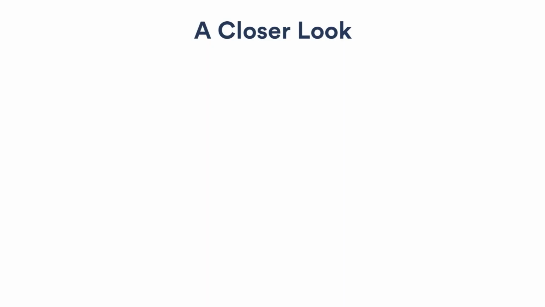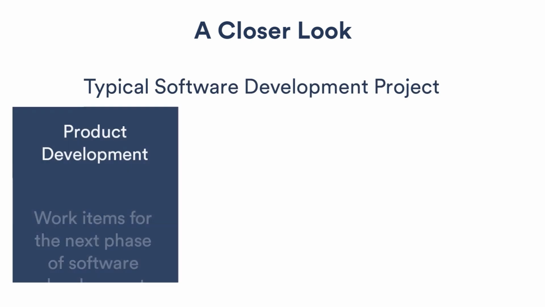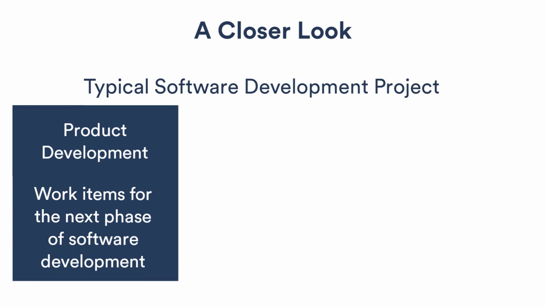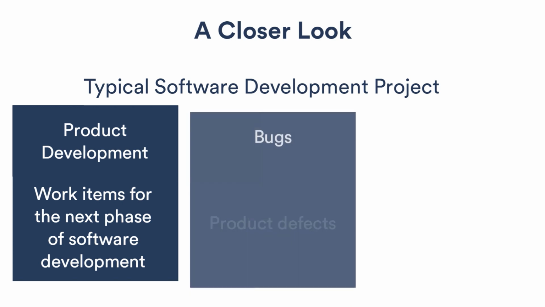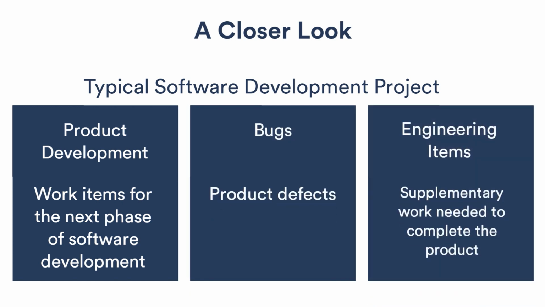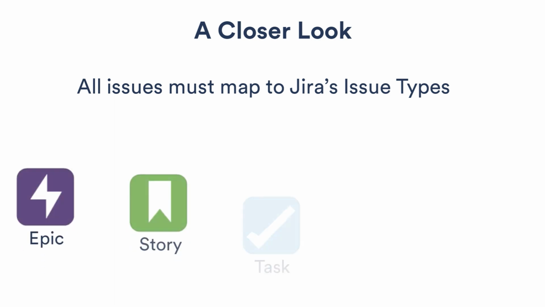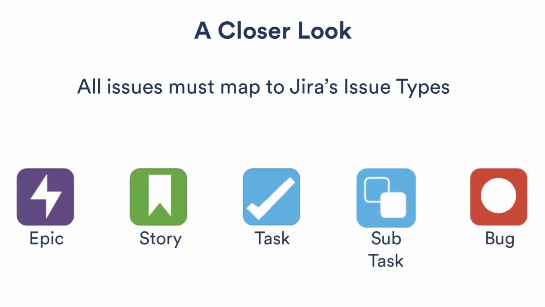Teams use issues for just about any work related to the software development project. Issues might include the following: product development tasks, which include work items for the next phase of software development; bugs, like product defects; or engineering items, supplementary work that must be done in order to release a new product. Issues, no matter what kind they are, are mapped to Jira's issue types. The default issue types for our Scrum software development project include epics, stories, tasks, subtasks, and bugs.